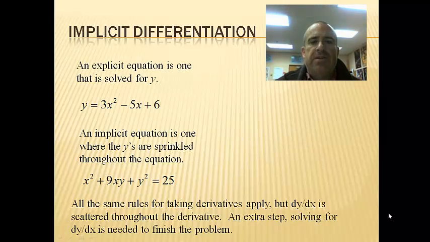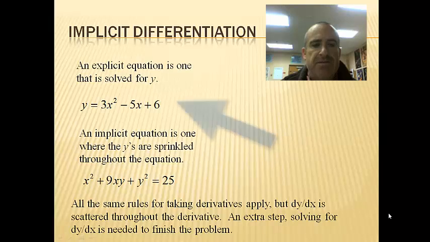Hello everyone, today we're going to talk about another type of differentiation called implicit differentiation. Throughout most of your high school careers, you've been dealing with equations like the top one on the left, the y equals 3x squared minus 5x plus 6 problem. That's called an explicit equation, and that's one where we have already solved for y, we've gotten y by itself.